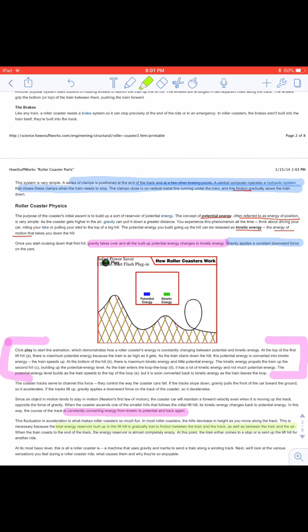All right. At its most basic level, this is all a roller coaster is: a machine that uses gravity and inertia to send a train along a winding track. Next, we'll look at the various sensations you feel during a roller coaster ride, what causes them, and why they're so enjoyable. Well, right there, it looks like we have a couple of vocab words, so let's take a minute and mark those. I'm going to mark inertia.